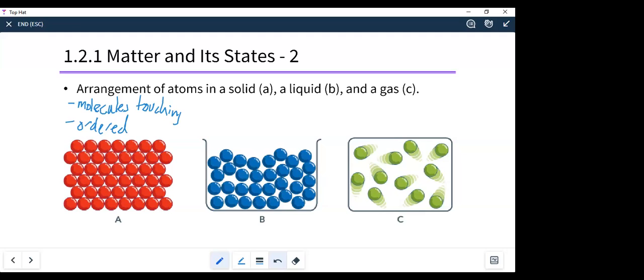And the arrangement of the particles is very important. Straight lines, very specific patterns. As a result of this, we talk about solids having a defined shape, and a defined volume.